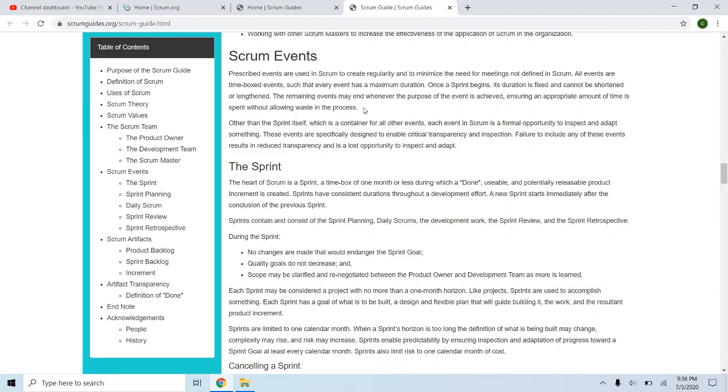So really here, Sprint is that container for everything that we've discussed so far. So the heart of Scrum is really the sprints. It's what they call a time box of 1 month or less, where a done or usable or potentially releasable product increment is created. So earlier when I mentioned an 8-week time frame with 2-week intervals, that's much less realistic for this type of work.